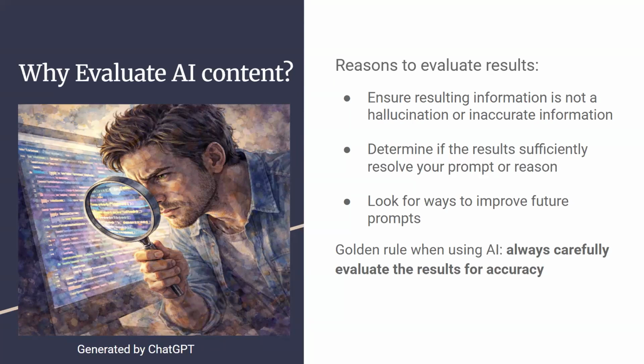A golden rule when using AI, whether you're doing it for research, whether you're doing it for some personal activity, whether you're doing it to generate an image, always carefully evaluate the results for accuracy. You don't want to look like you have egg on your face because an AI research paper or AI content that you found online said that George Washington crossed the Charles River in the winter of 1776 instead of crossing the Delaware. So you want to make sure that whatever you're dealing with is accurate and resolves what you're looking for.